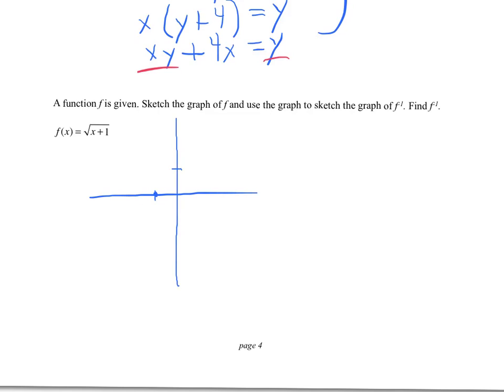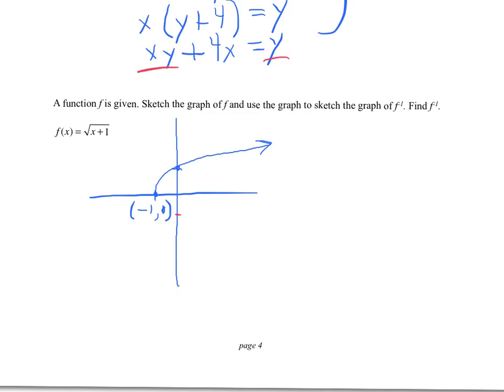So these 2 points, that one and that one, are the 2 intercepts, and it's a square root function, so it does something like this. So that's the graph of f of x equals the square root of x plus 1. Now, to use the graph to sketch the graph of f inverse, you remember that in f inverse, the ordered pairs are just reversed from what they are in f. So the ordered pairs are opposite. So here we have, what is this? This is negative 1, 0. So f inverse is going to have 0, negative 1. So 0, negative 1 is right here.